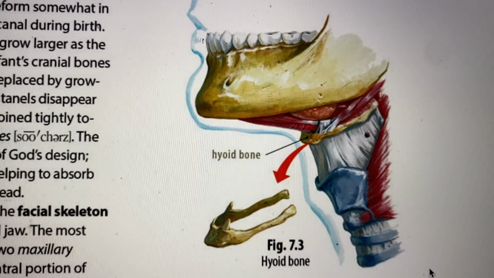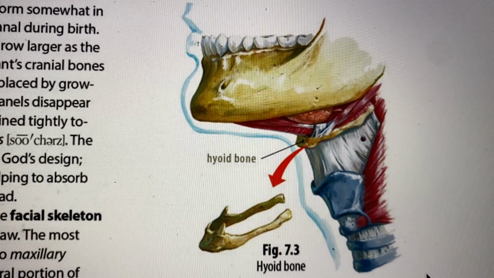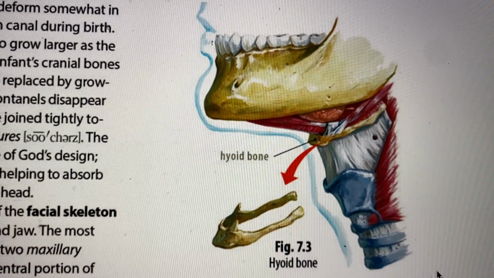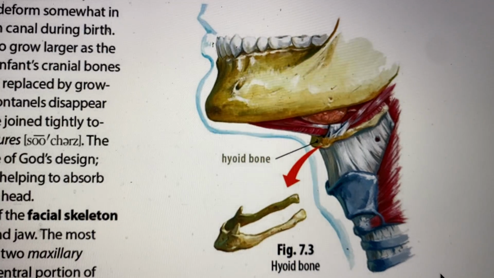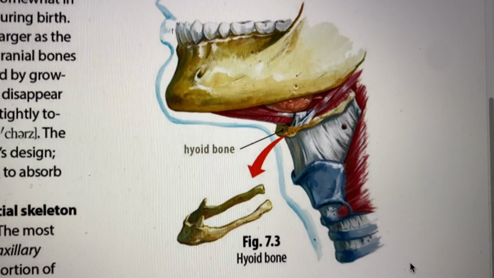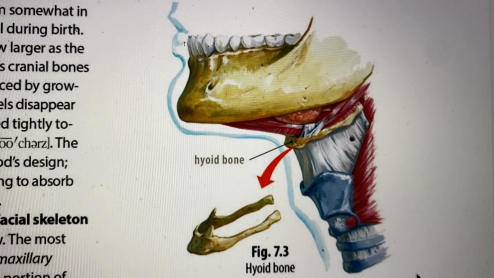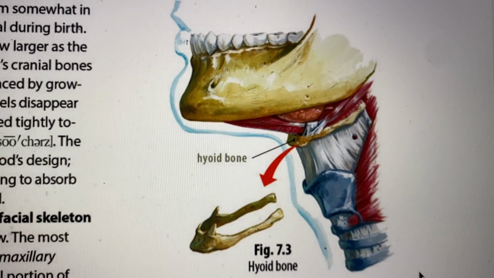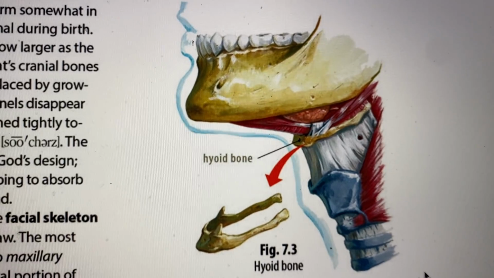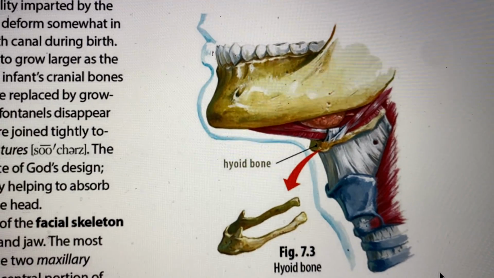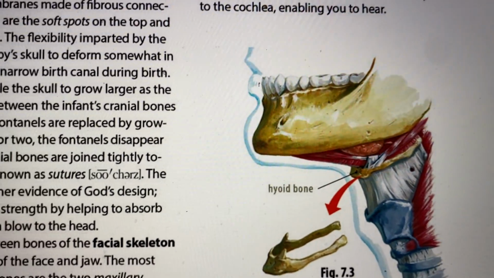And also it attaches your tongue muscles to it. So in speaking and everything, using your tongue, you have to use your hyoid bone, okay? And it's also for the ability to swallow. Without this bone, you couldn't even swallow. And if you couldn't swallow, you couldn't live, could you? So that's important. And then there's three bones.